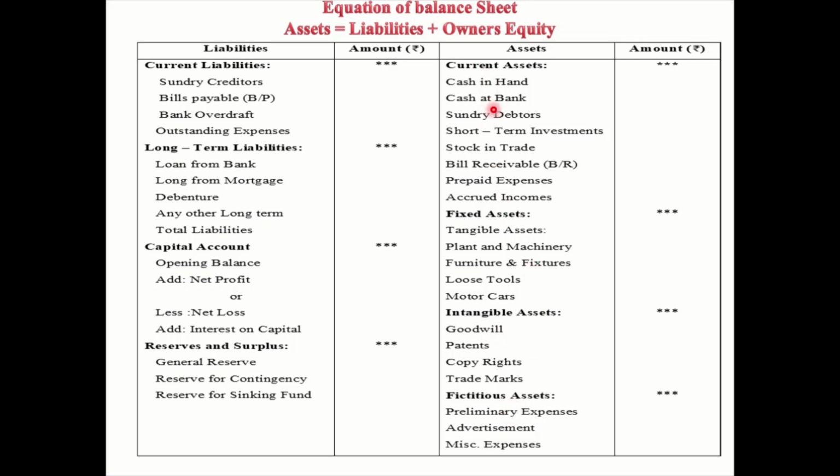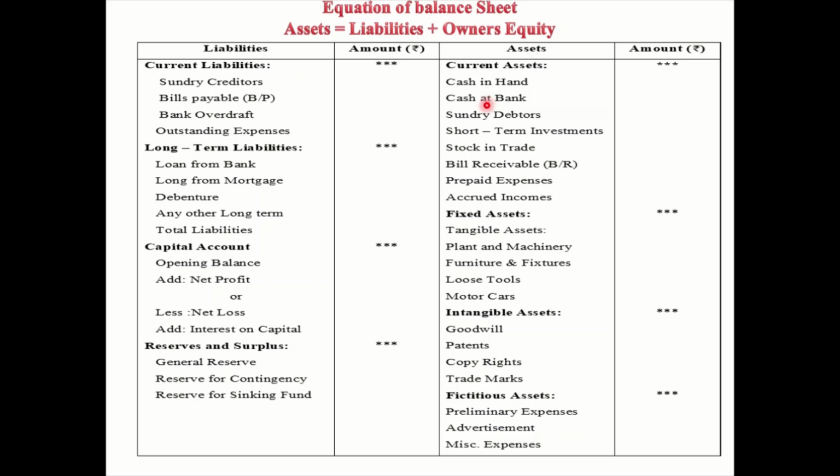First of all we are going to see the current assets. Current assets are the assets which are required during the normal course of the business, that we call current assets. Current assets are cash in hand, cash at bank, sundry debtors, short-term investment, stock in trade, bills receivable, prepaid expenses and accrued income. Cash in hand means the fund available for day-to-day operation, that is cash in hand.